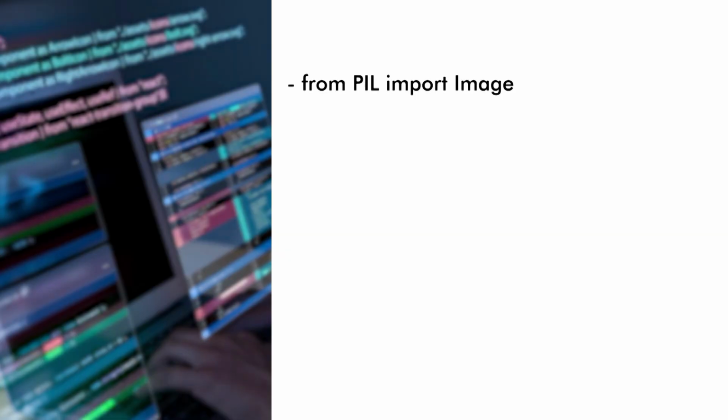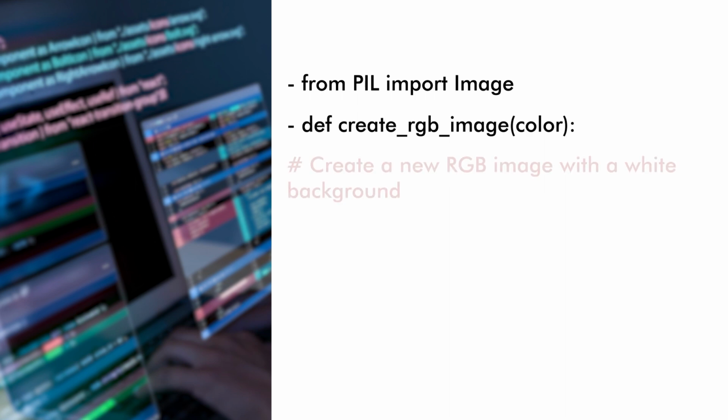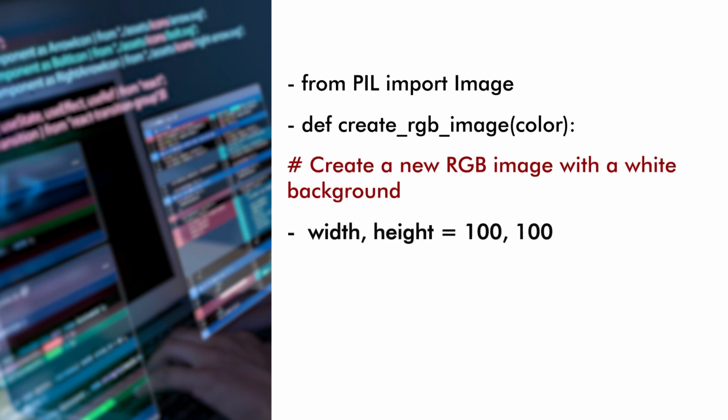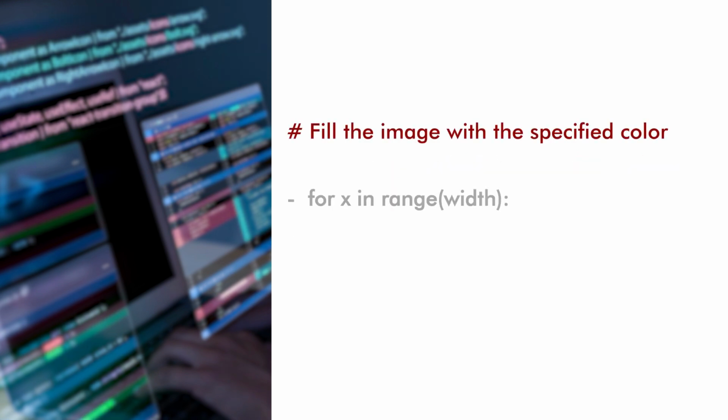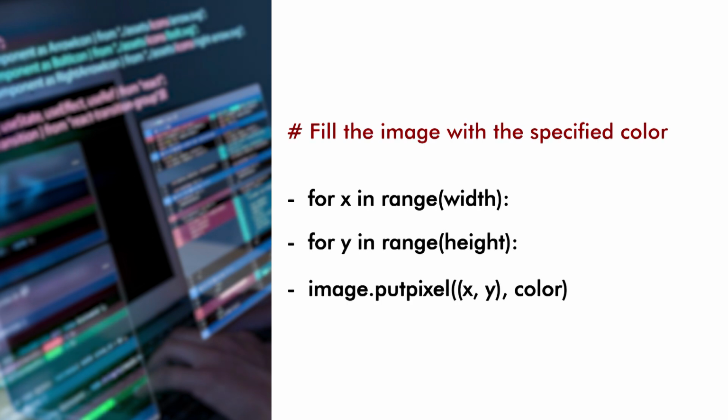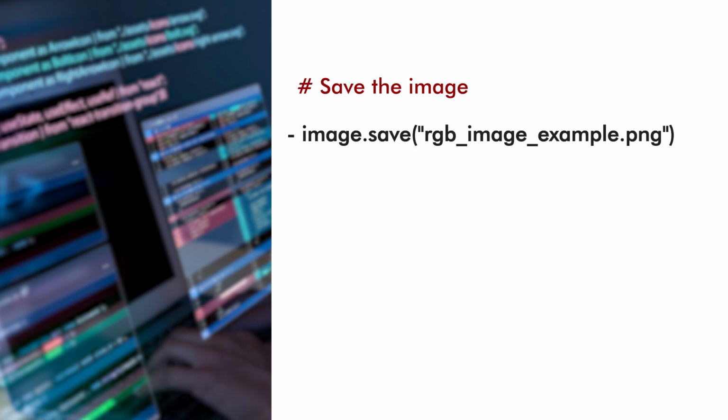By implementing the code, we have to understand the library's functions. In that, we have to import the image, then we have to create it and specify the height and the width of the image. First of all, we have to create a new RGB image with a white background, then fill the image with the specified color, and we have to decide the range for the values of width and height. Then, in continuation of this process, we have to save the image, with the name image show.